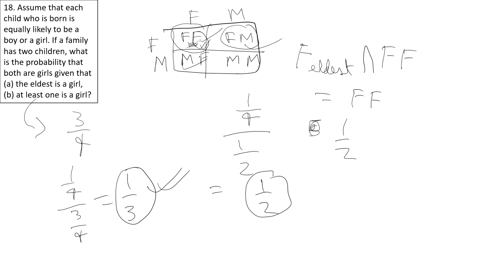And if we know that the eldest is a girl, then the chance is half. So this is how it goes, and we will be continuing it in the next series. This is so far for this one.